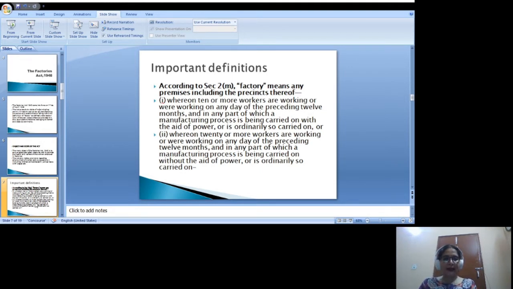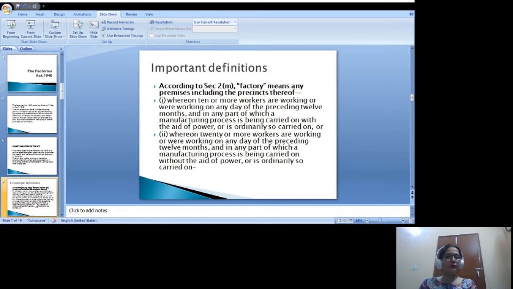Or, second definition, wherein 20 or more workers are working or were working on any day of the preceding 12 months, and in any part of which a manufacturing process is being carried on without the aid of power or is ordinarily so carried on. So there are two definitions of factory. Now see, there are three main factors which come under the definition of factories.